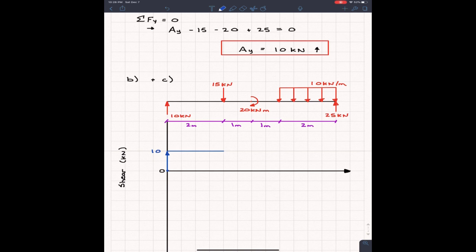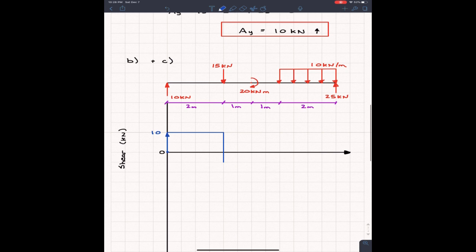However, now at x equals 2, we got 15 kilonewtons going downwards. So remember, a concentrated load will just jump our diagram up or down. So we got 15 kilonewtons going downwards, so we're going to go down by 15 kilonewtons. If we started at 10 and we go down by 15, we're going to end up at -5, like this. So this is because of the drop.